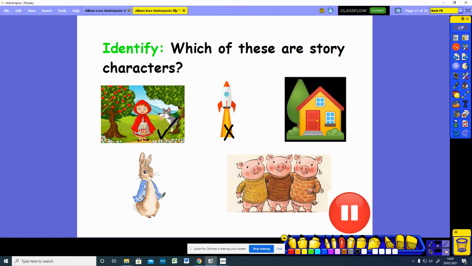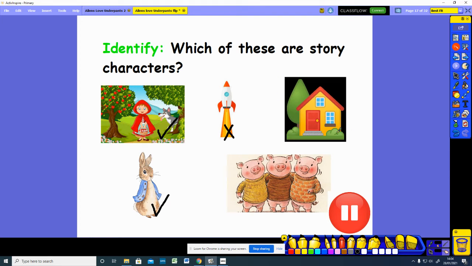Let's have a little look at this rabbit. This rabbit's name is Peter Rabbit. You might have read some stories about Peter Rabbit, but is he a story character? Yes, he is. Peter Rabbit is a story character from the series of stories all about Peter Rabbit and his friends.